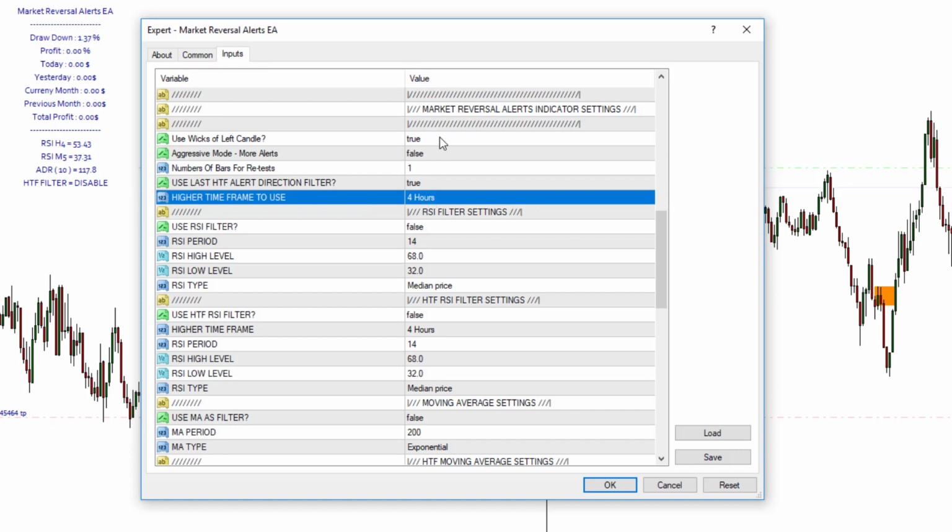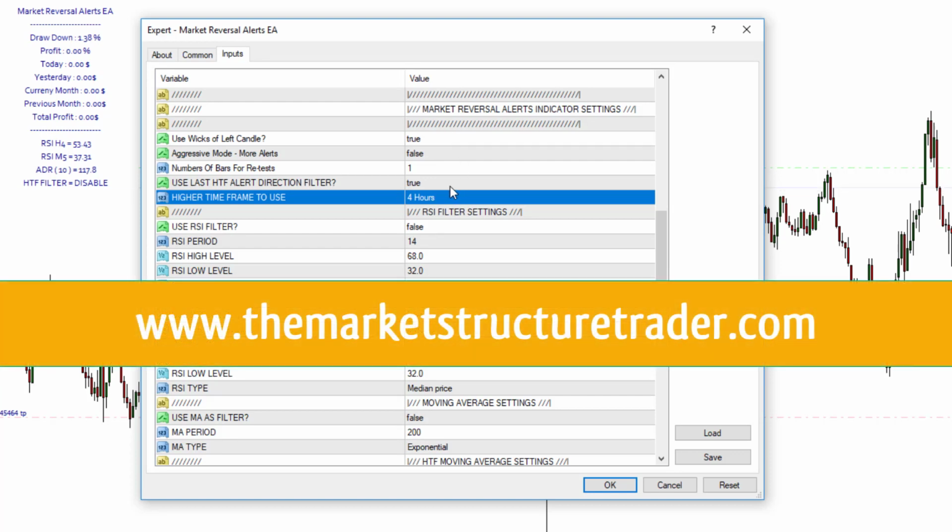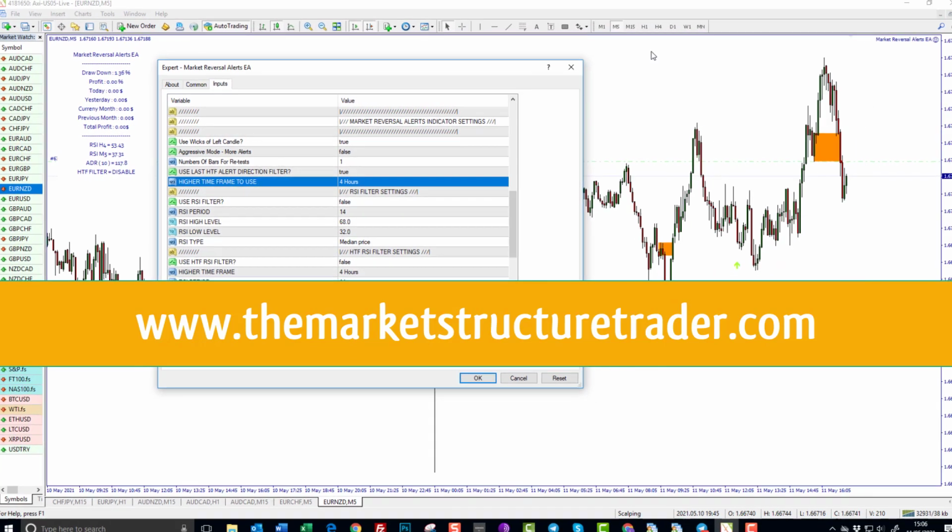Those settings are explained in more detail on the market reversal alerts indicator. If you wanted to have a look at those, there's a video on YouTube and on the website which explain in detail those particular settings.